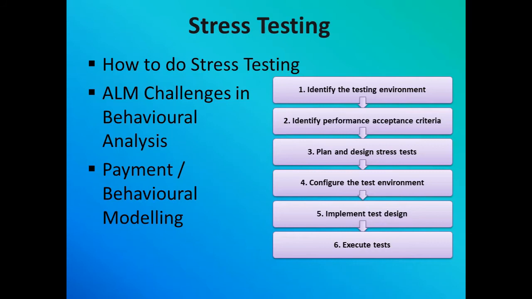And the second one, identify performance acceptance criteria, which means classifying the metrics used to analyze the performance of the application under stress. It also pinpoints the success criteria of a stress test. The third one is plan and design the stress test, which includes creating a stress test plan and identifying test scenarios. The fourth one, configure the test environment, which is used to prepare the test environment, tools, and resources necessary to execute each strategy as features and components become available for test.